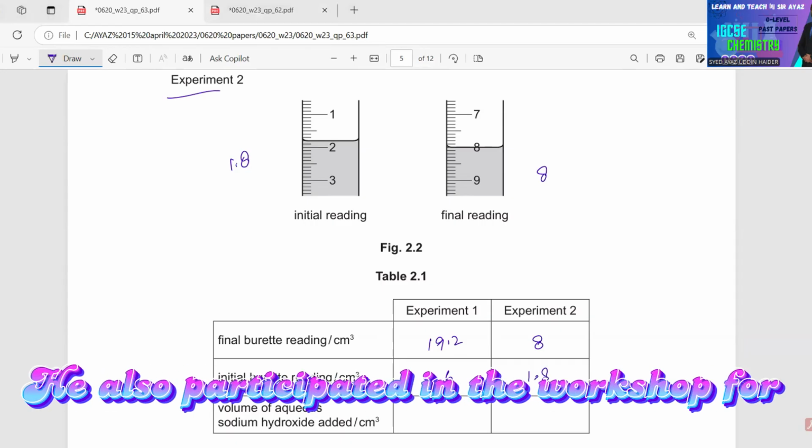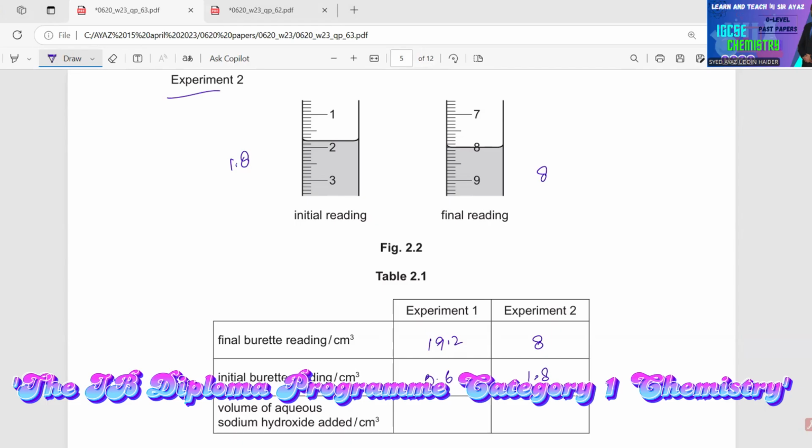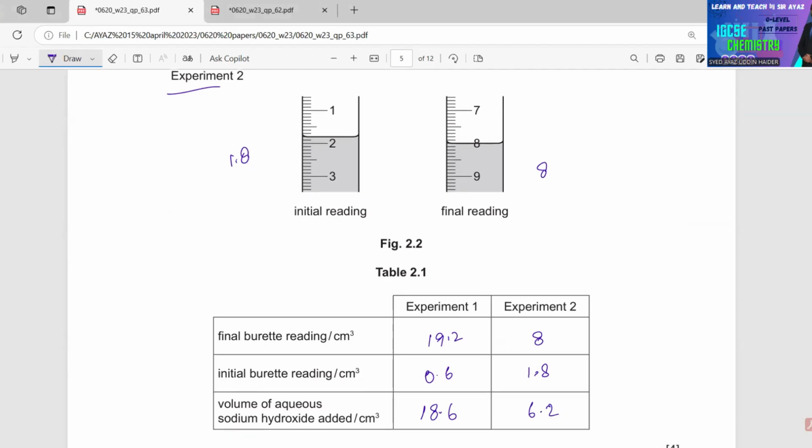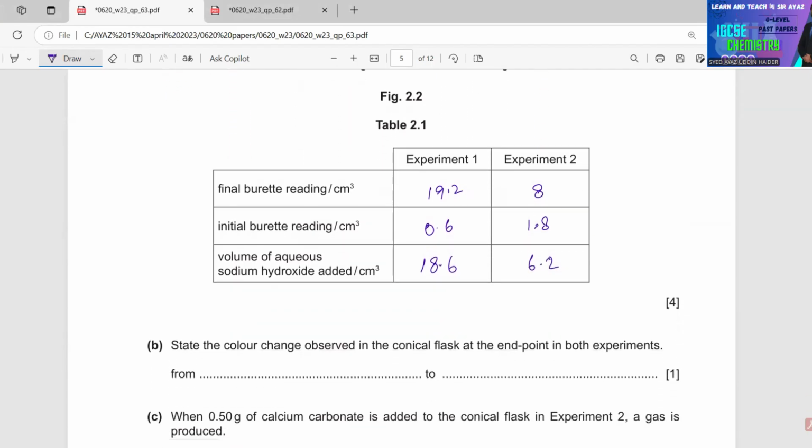Now the volume of aqueous sodium hydroxide added. For experiment 1, 19.2 minus 0.6 is 18.6 for experiment 1. What about experiment 2? 8 minus 1.8. You'll get 6.2. Note down these values. Moving to next part.